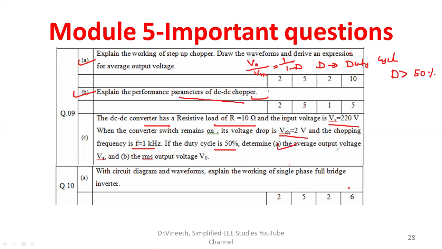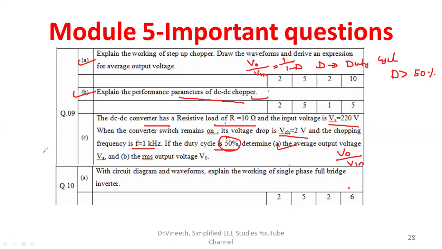Okay. Average output voltage. What is the formula for average output voltage? V naught by V in you have to find out. Okay. So duty cycle is 50%. So you need to identify whether it is buck converter or boost converter. Okay, accordingly, you need to write down the formula.